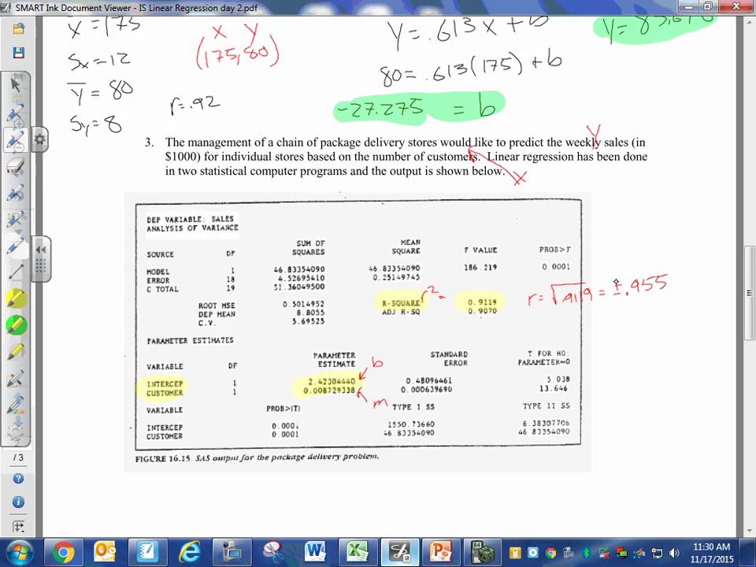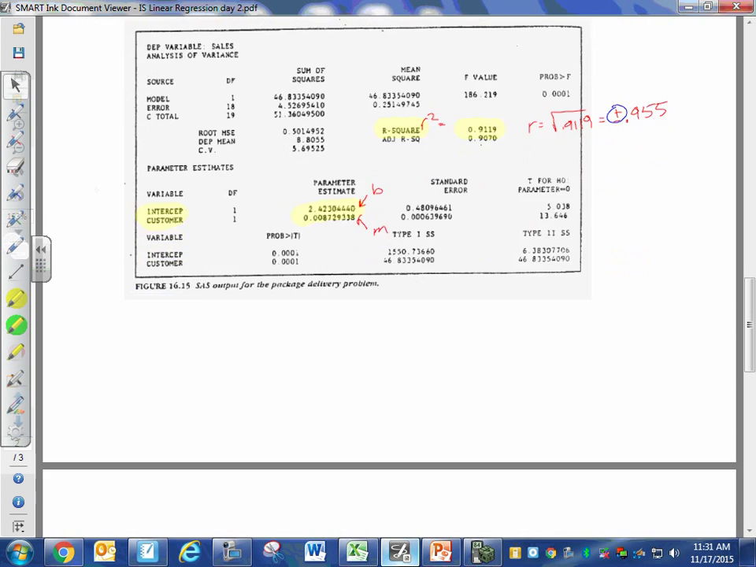Now, let's look at our original question. We want the sales from individual stores based on the number of customers. Do we think that's a positive relationship or a negative relationship? What do you think, Mr. Johnson? Positive. Positive. As customers go up, sales are going to go up. So from that, we should know that this is going to be a positive 0.955. That's important to know. Okay, so intercept and customer, that's what we get.